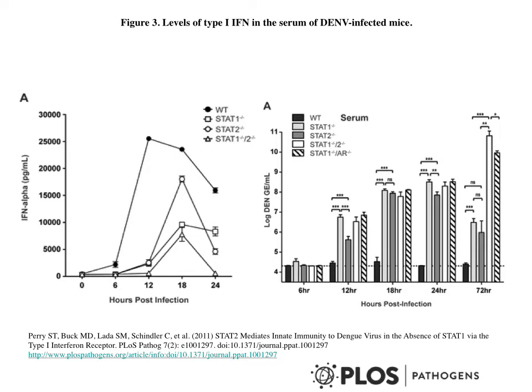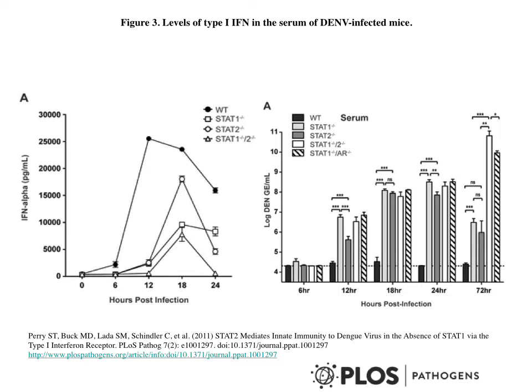WT is wild type. The other three types have altered interferon responses, and you can see that clearly in that graph. The graph is showing the amount of interferon alpha produced in the hours post-infection, and you can see very clearly that the wild-type mice produce more interferon alpha than the other three types of mice.